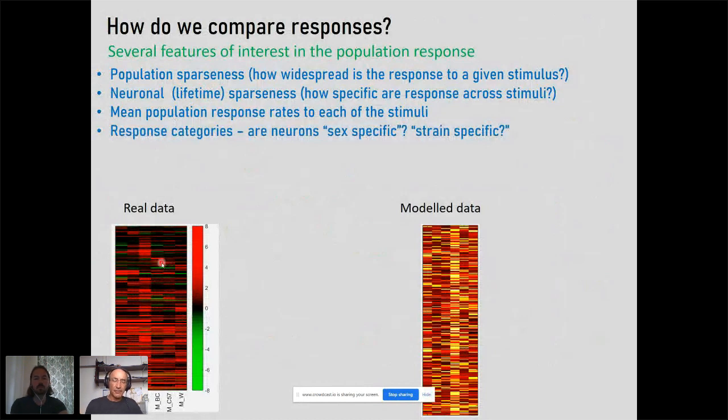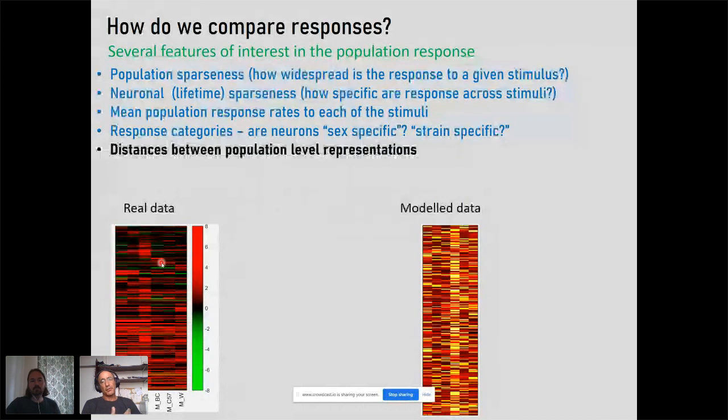So for example, we can define a neuron that's female specific or male specific, or a neuron that's selective to a specific strain of mice. And we actually did all of these analyses, and we used them to compare the modeled and the real data. But I don't have time to talk about all of these. I want to talk about one measure, which is the distance between the population level representations.